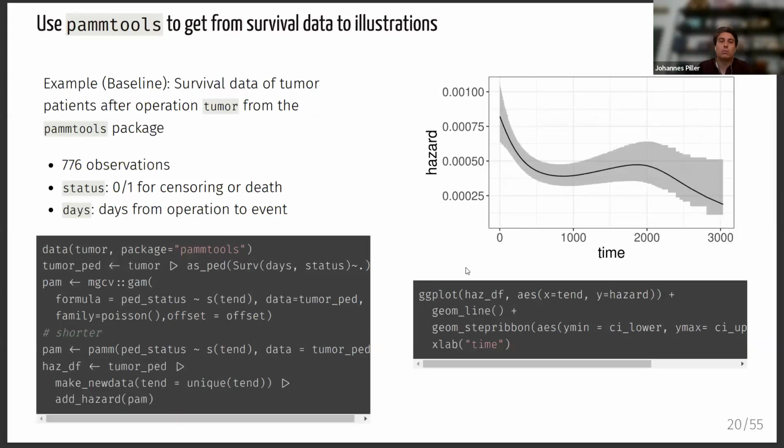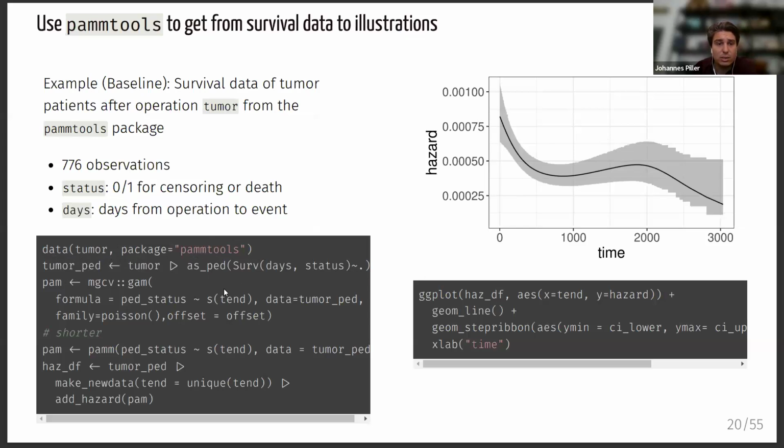And now we come to the first example where we dig a little bit deeper. Here, back to the tumor example where we estimated the baseline hazard, you can see that on the bottom left, we just load the data, it's tumor data with this time-to-event timestamp and event stamp. So days is time and status is basically our event. And then with as_ped, we can simply create this piecewise exponential data.